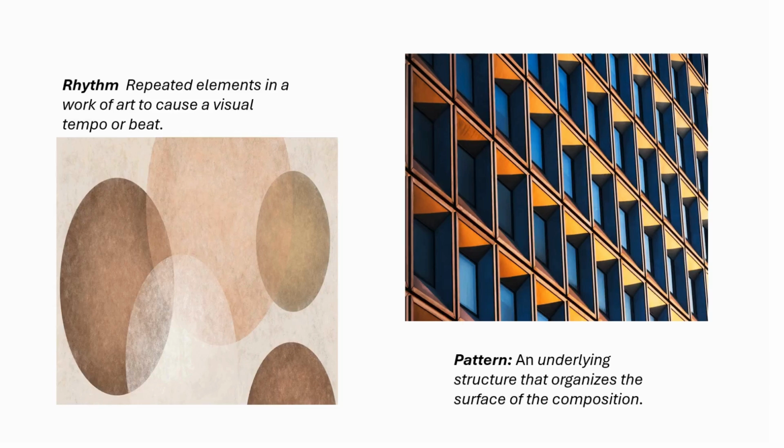Visual rhythm and pattern are somewhat the same thing, with a key difference. Pattern has an underlying structure that organizes the surface of a composition in a very predictable way. So in other words, you will know it's going to be yellow, green, yellow, green, yellow, green, or it will be square, square, square, square, square. It's predictable. It has a structure.